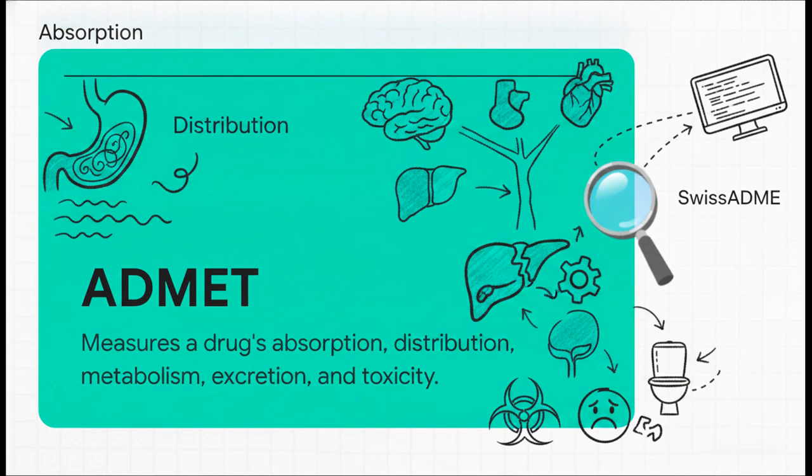We use specialized tools like SwissADME to map out this exact profile right in the computer. It asks the tough questions. Will the stomach absorb it? Will it distribute to the right organs? How will the liver metabolize it? How's the body going to excrete it? And is it toxic? Getting this profile right is our primary defense against clinical failure.